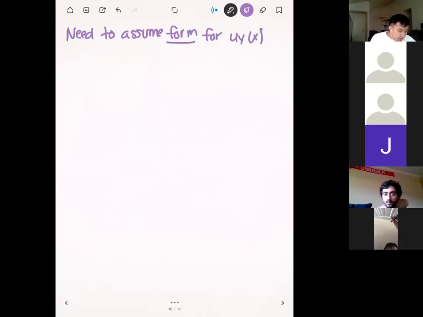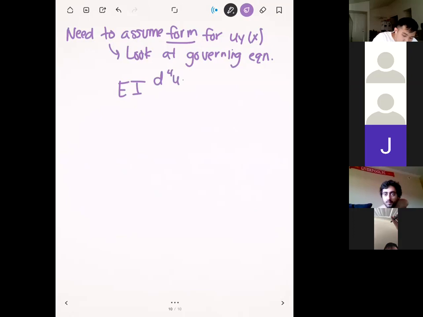And so how do we go about doing this? When I say form, that means a general functional class. That could be anything from a sinusoid, a polynomial, or just a constant function. So how do we choose? Because there are literally hundreds of different functions that we can choose for this. The way that we usually choose or assume is we first look at our governing equations. For a beam, if you remember, it looked like this: E times I times d to the fourth of uy over dx to the fourth is equal to 0.